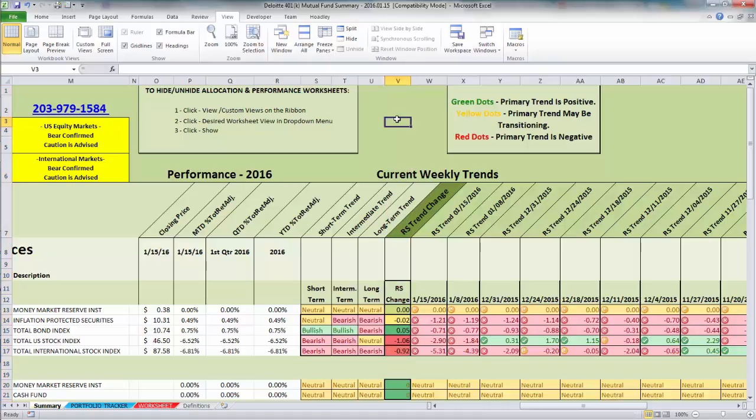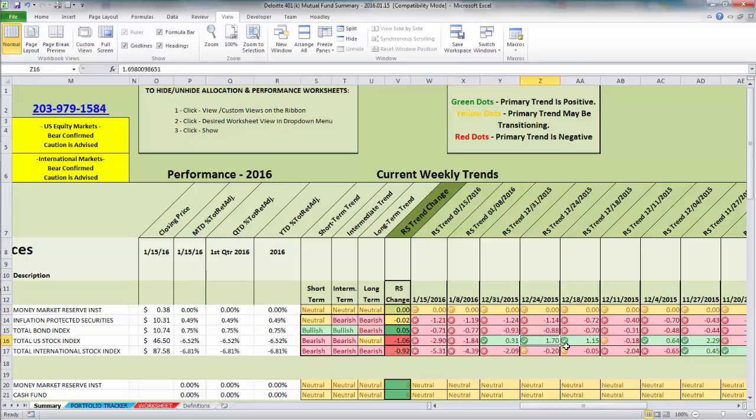In column V, we show the week-over-week trend change. What that will tell you is whether the fund's getting weaker or stronger compared to a week ago. In column W, each week we'll assign a trend score as to the relative strength of each fund in your 401k. When the trends are positive, you'll see green cells, and when the trends are negative, you'll see red cells, and when they're transitioning or neutral, you'll see yellow cells.